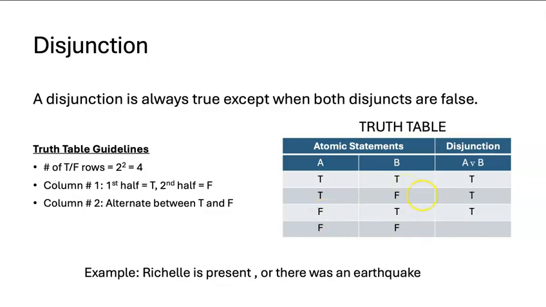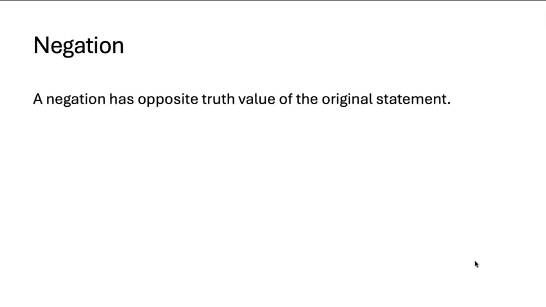So as long as one part of the one atomic statement is true, then the overall disjunction is true. If both of them are false, then the overall disjunction is false. Alright, so let's continue. Negation. So for negation, the rule is that the negation has the opposite truth value of the original statement.